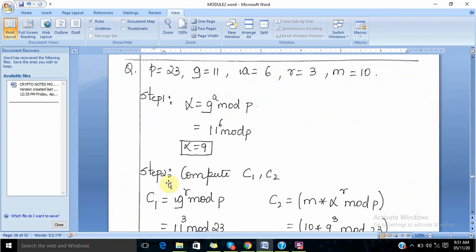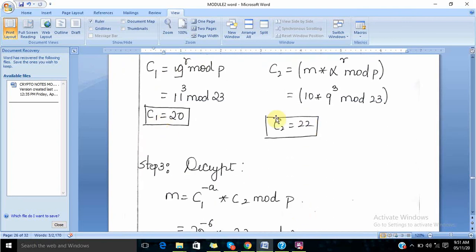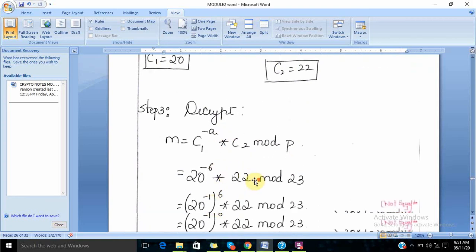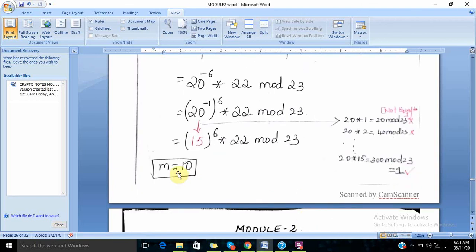It is also done in the same concept, students. Alpha was found out here using the formula, then they found C1 and C2, then they sent it to the decryption side, and in decryption, C1 and C2. Here you could see 20 was there. Here also you need to go like that, students. 20 into 1 mod 23. Whether it gives 1? No, it doesn't. So you need to go till 15 here, students. 20 into 15 mod 23 gives you 1. So that is why 20 inverse is 15, as simple as that. So whenever you find this, you get m is equal to 10.